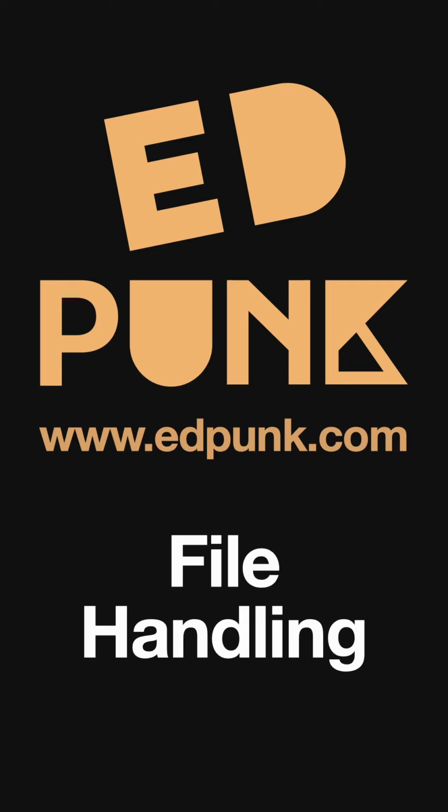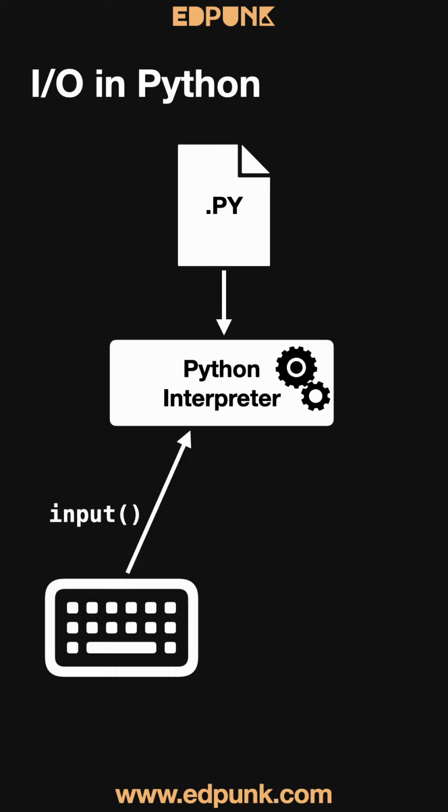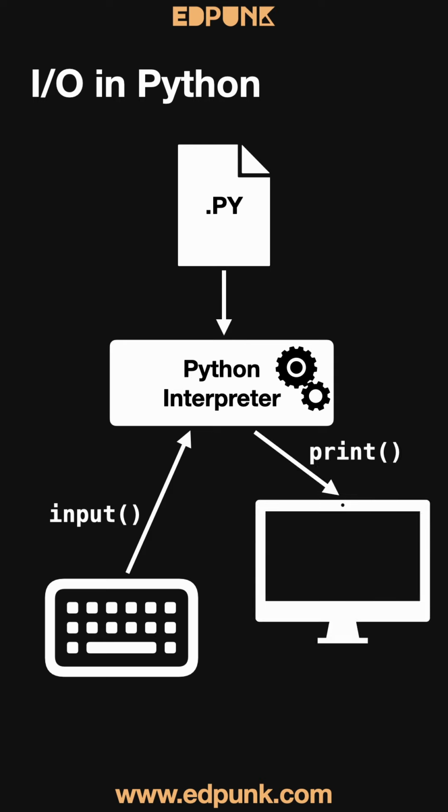Hi friends, in this video, we will take a quick look at file handling in Python. When a Python script is executed by the Python interpreter, the built-in input function allows it to accept an input from the user via keyboard, whereas the built-in print function displays the output on the standard output device or screen.